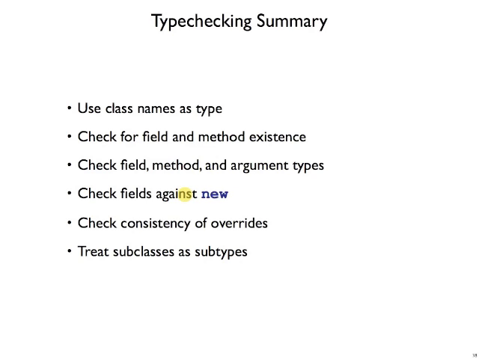We'll need to check the fields of a class against the arguments provided in new, both in terms of count and the types of the fields. Make sure that overriding methods don't change the types on arguments and results, and also treat subclasses as subtypes so that we have the kind of subtyping flexibility that you expect.